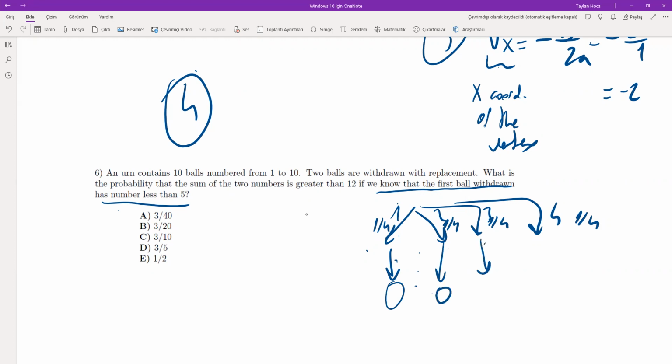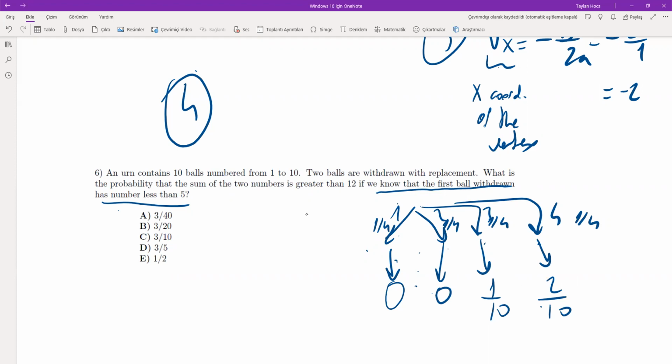Then for 3, tell me. If I have the first one 3, the second one should be 10, right? Yes. So the probability is 1 over 10. If I have 4 in the first one, you can do 4 and 9 or 4 and 10. So 2 over 10.